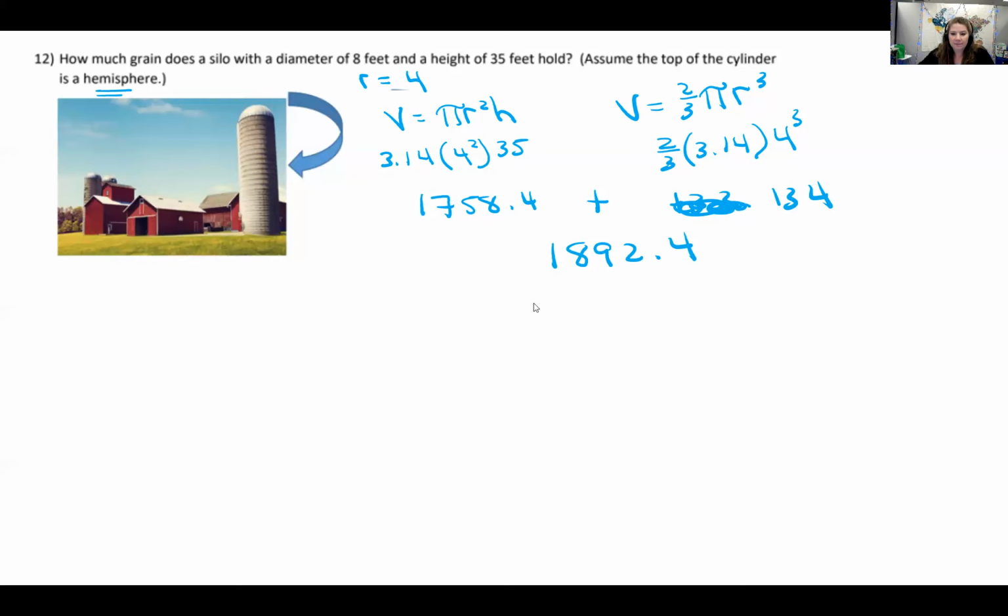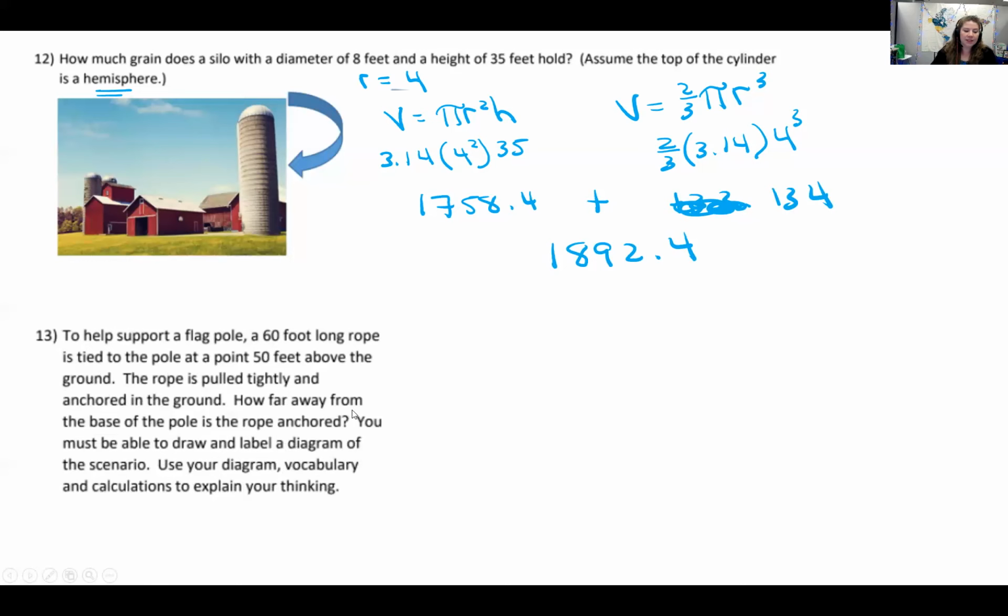All right. Number 13, to help support a flagpole, a 60-foot long rope is tied to the pole at a height 50 feet above the ground. So here's our pole. It's tied at 50 feet. At 50 feet, our 60-foot long rope is tied to the ground. And the question is, how far away is it tied to the ground from where the flagpole is, basically, right?